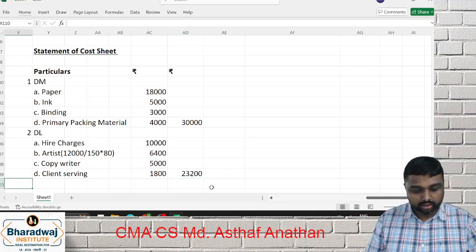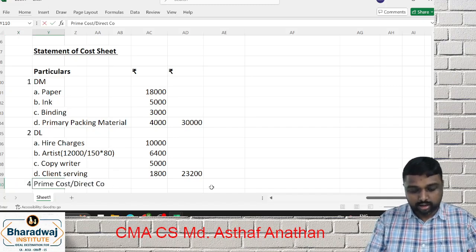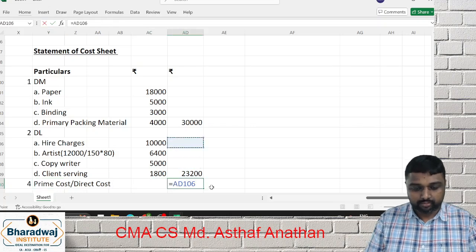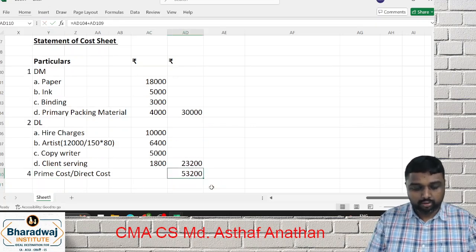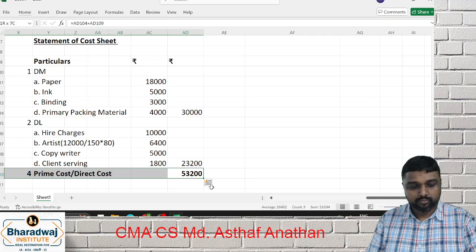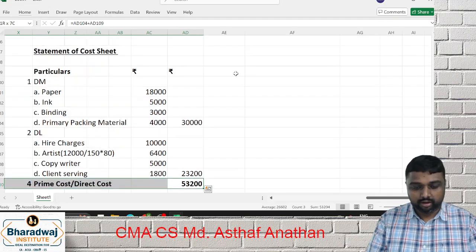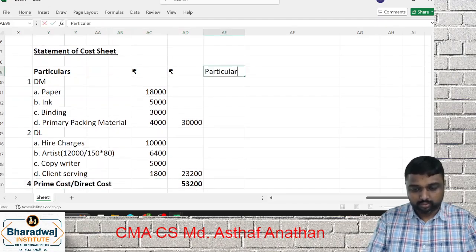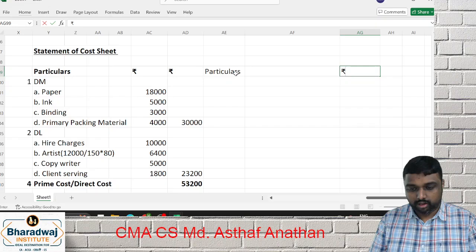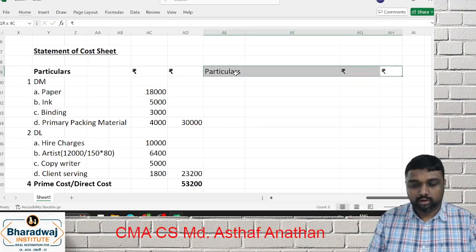So this total we call prime cost. This is also called as what? Direct cost, because it is directly identified. Now you have to add factory overhead. Very good, friends. So you have to add.